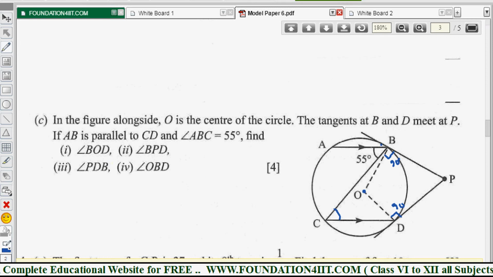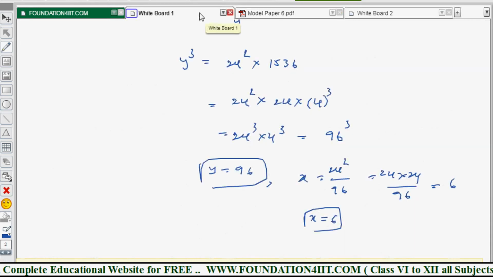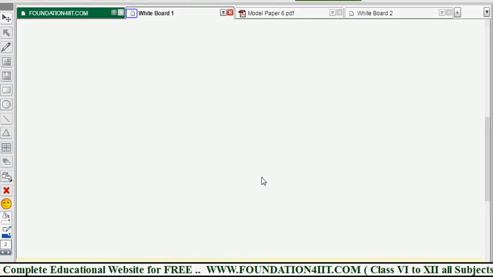Angle BOD, we should find out. Angle BPD. Let's find out each and everything else. Let me take the diagram separately here.